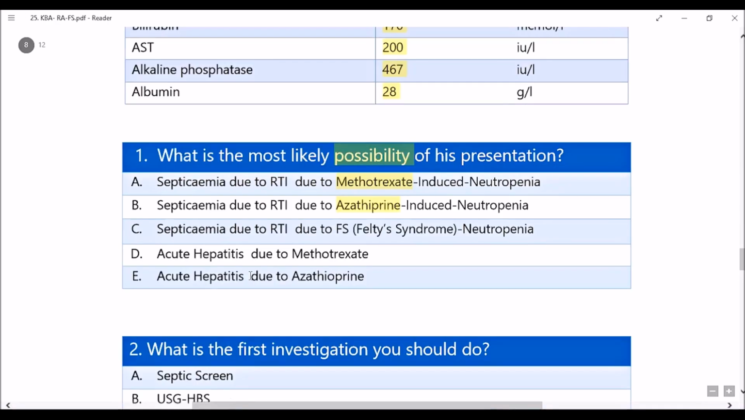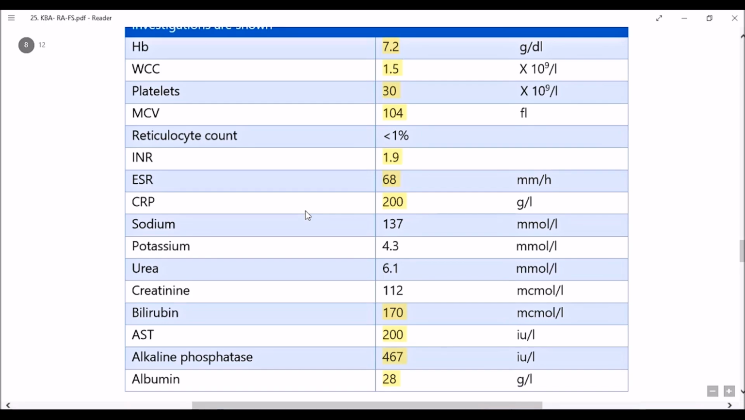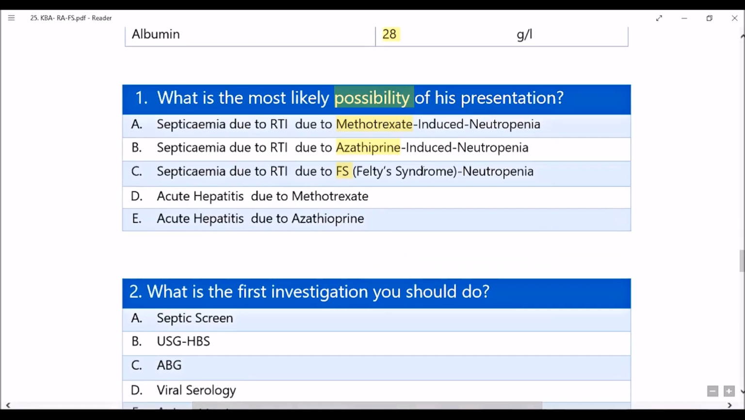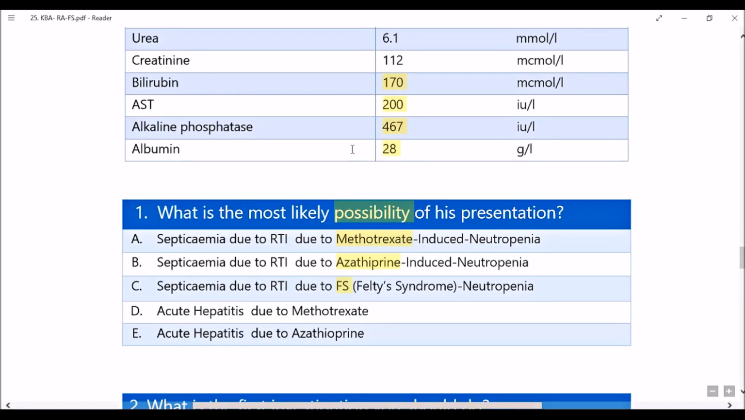So there is also a possibility of Felty syndrome, because of the splenomegaly, once again, with the pancytopenia that we learned: rheumatoid arthritis, low WBC, and splenomegaly. So another possibility is Felty syndrome. But why can this hepatitis not be explained by Felty syndrome?